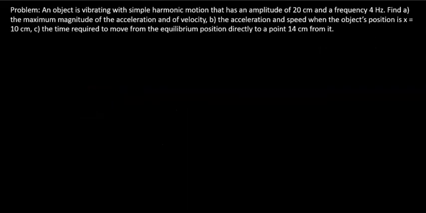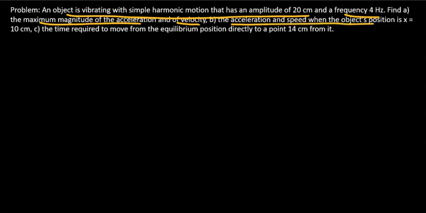Problem 2. An object is vibrating with simple harmonic motion that has an amplitude of 20 centimeters and a frequency of 4 Hz. Find the maximum magnitude of the acceleration and of the velocity; the acceleration and speed when the object's position is at x equals 10 cm; and the time required to move from the equilibrium position directly to the point 14 cm from it.